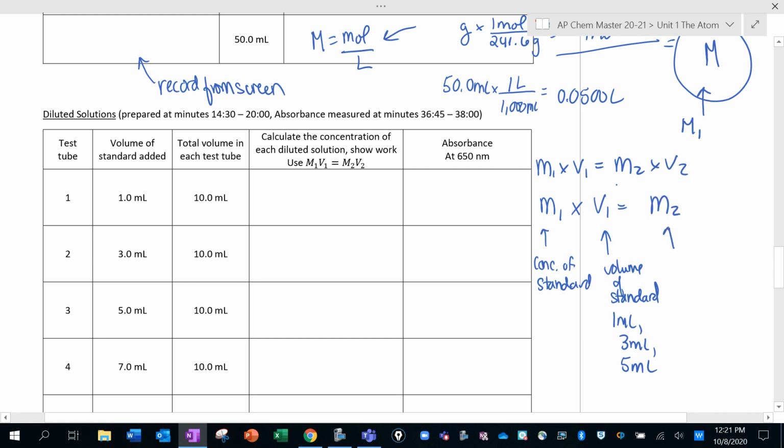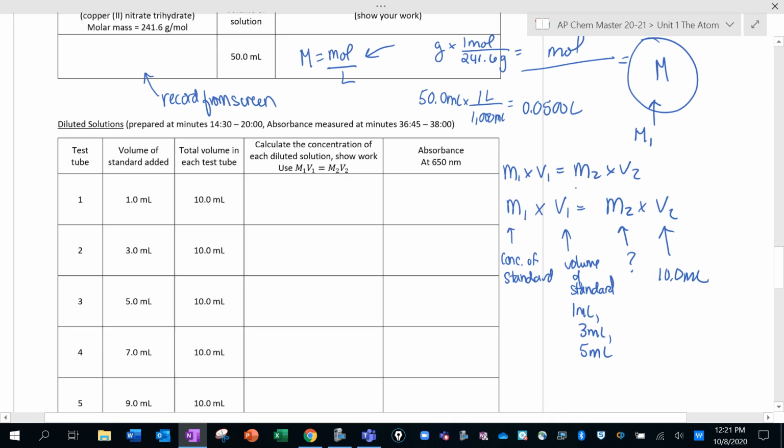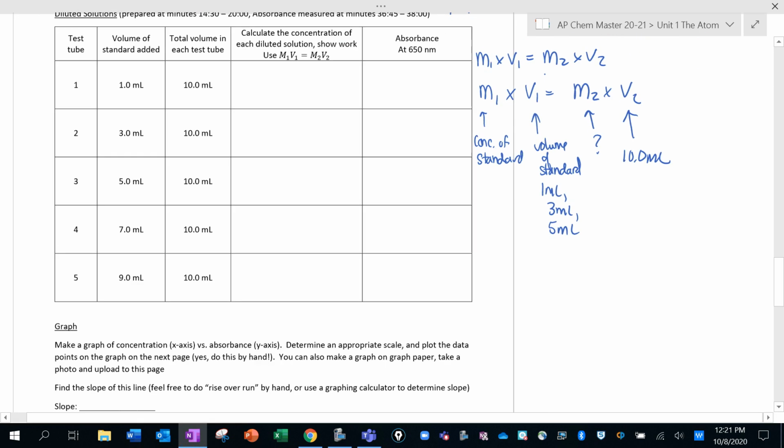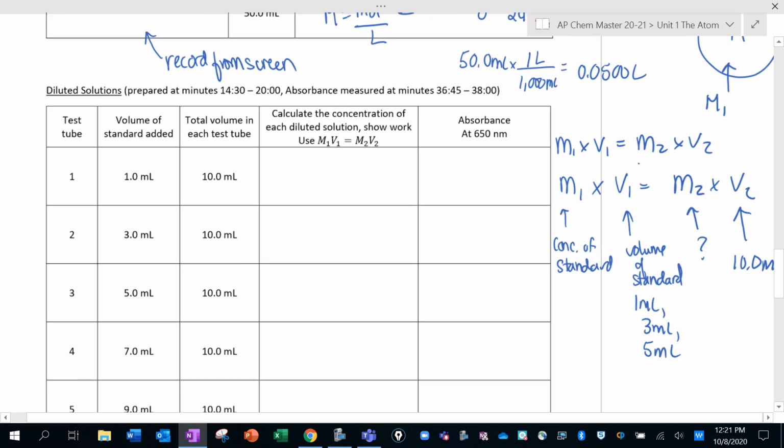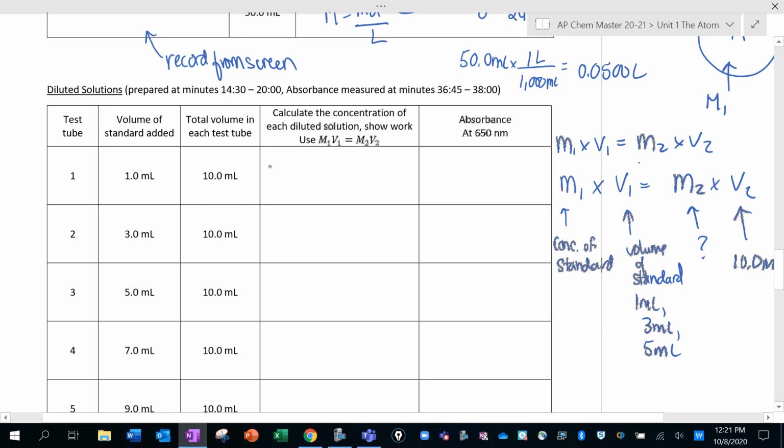M2 is going to be your unknown. That's what we're trying to solve for. And V2 is your final volume, which all of these are diluted to the same final volume. It's 10 milliliters. So the way that we are going to find our diluted concentration is we're going to rearrange this and solve for M2.